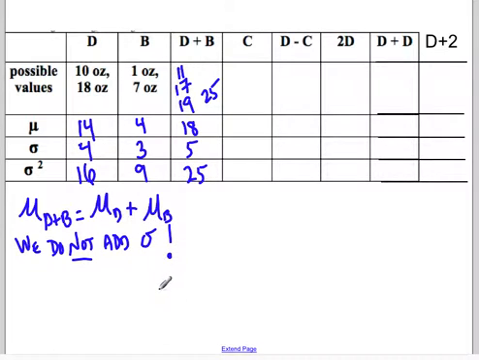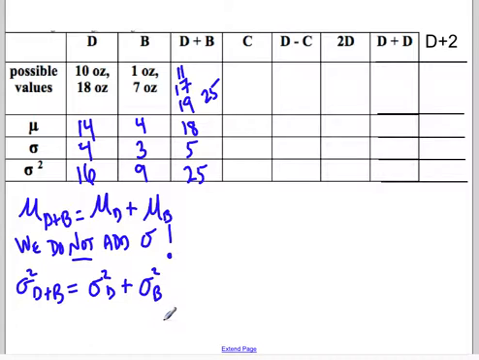Okay, we cannot add the standard deviations, but we can add the variances. 16 plus 9 does equal 25. That we can do. So to get the variance of adding two random variables, we can take the variance of D and add the variance of B. We can add the two variances up.